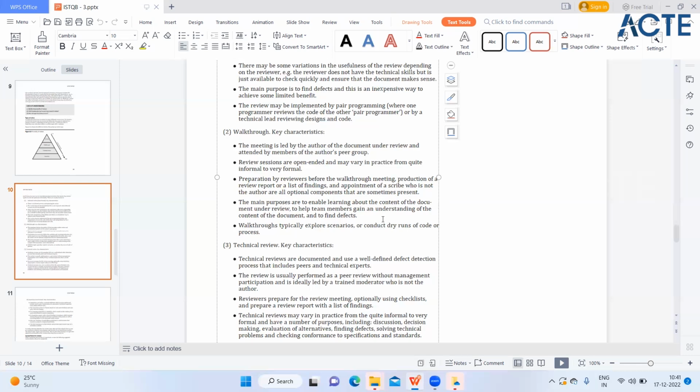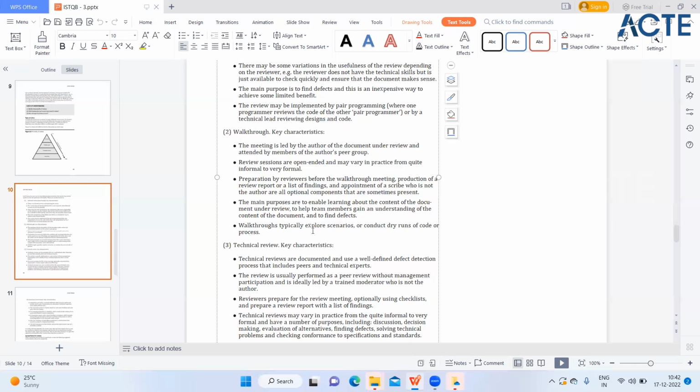So in walkthrough, it is not important that every role should be available. For example, maybe a scribe is not available, only the author and two or three persons are available to conduct that meeting. The main purposes are to enable learning about the content of the document under review, to help team members gain an understanding of the content of the document, and to find defects.